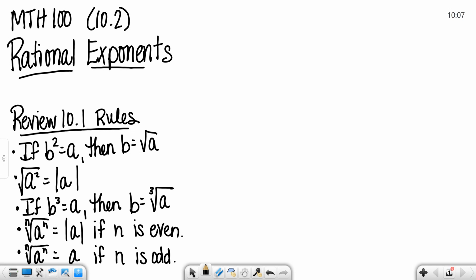Math 100 Lesson 10.2 deals with rational exponents. And before we get into that, let's just review the rules that we covered in 10.1.